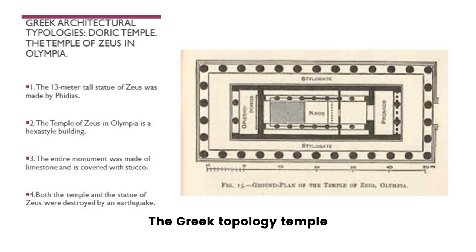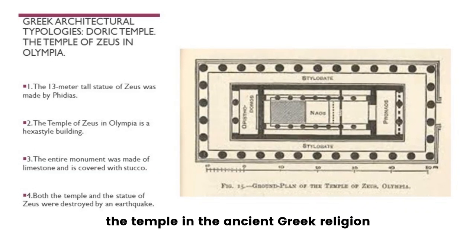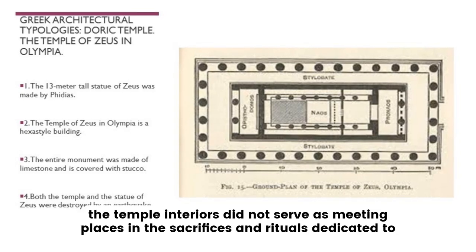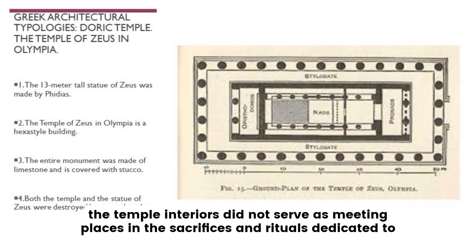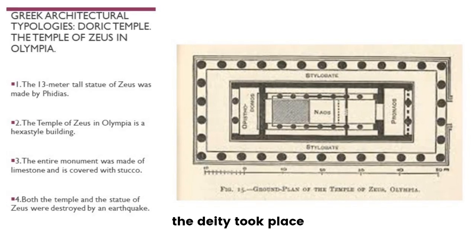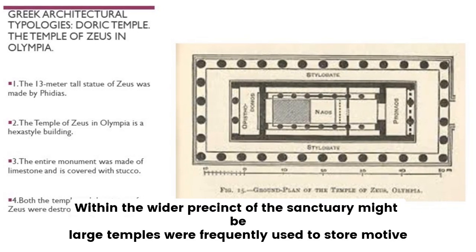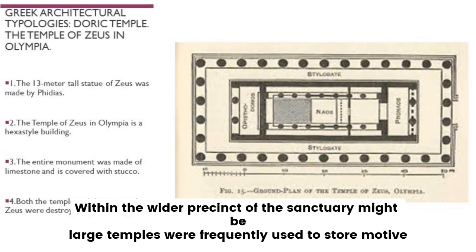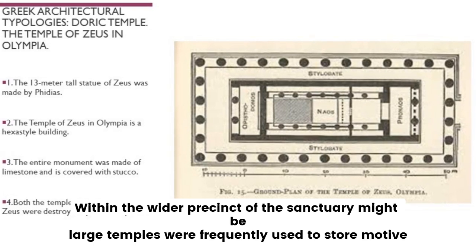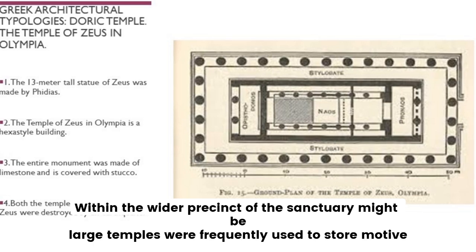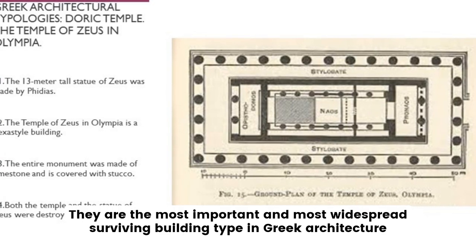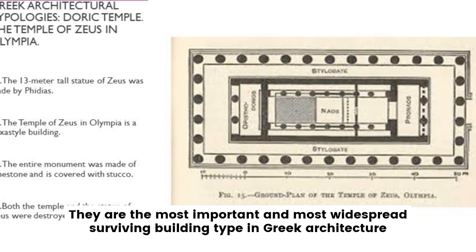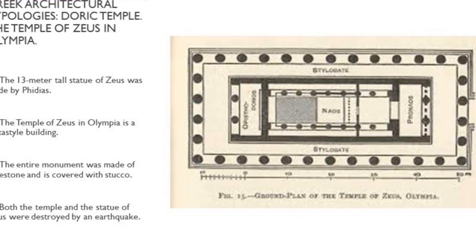The Greek typology: the temple. The temple in the ancient Greek religion. The temple interiors did not serve as meeting places, since the sacrifices and rituals dedicated to the deity took place outside them. Within the wider precinct of the sanctuary, large temples were frequently used to store votive offerings. They are the most important and most widespread surviving building type in Greek architecture.